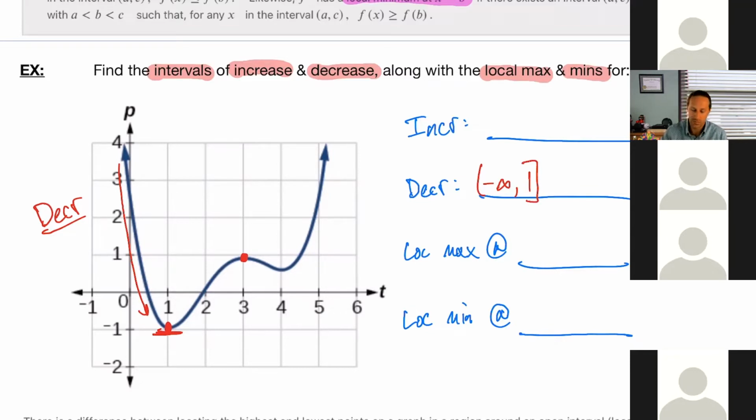What do we do to the right of 1? What do our y values do as our x continues to get larger? Increase. Very good. It increases. So now we're increasing, starting at 1, finishing at 3. And should I include the 1?